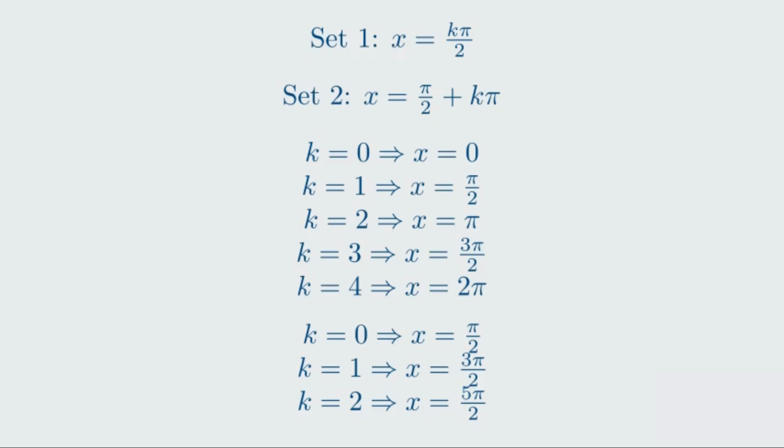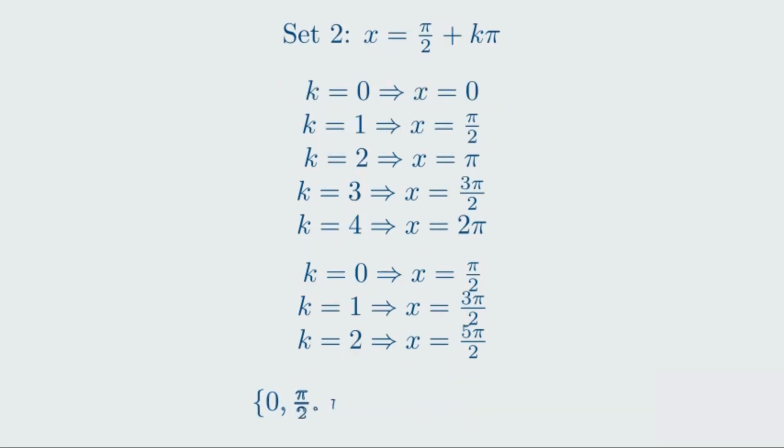Notice a pattern. The solutions are 0, pi over 2, pi, 3 pi over 2, 2 pi, and they continue in multiples of pi over 2. It looks like the solutions are exactly the multiples of pi over 2. This is because the second set of solutions, x equals pi over 2 plus k pi, is already included in the first set, x equals k pi over 2.